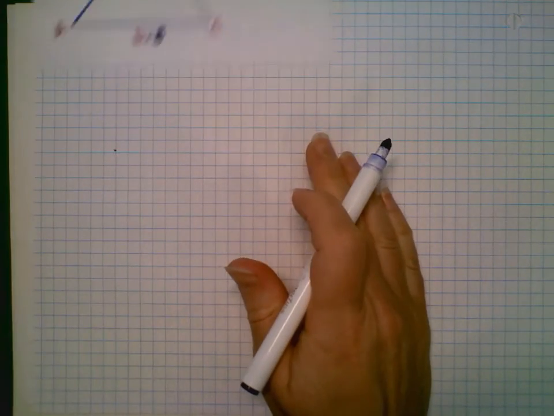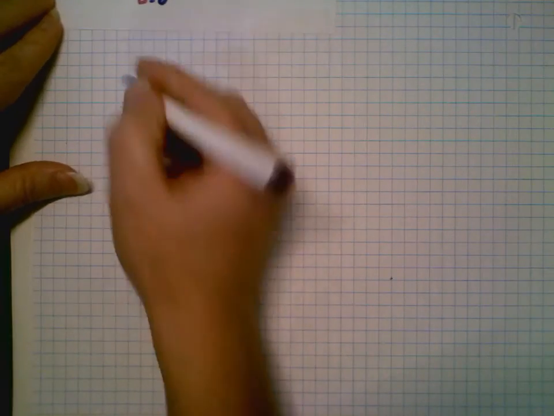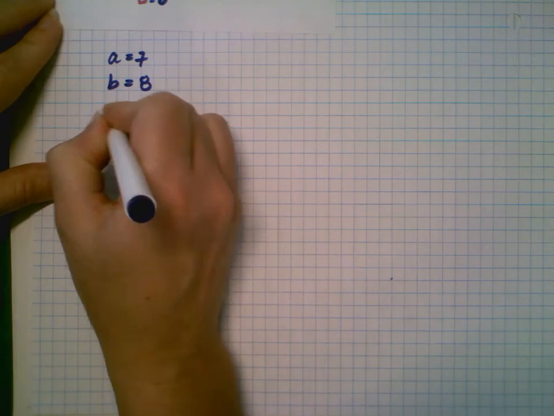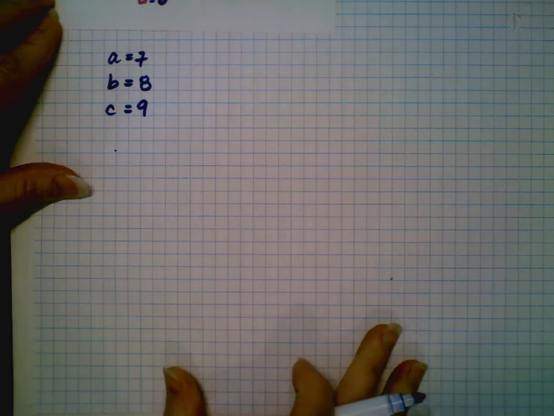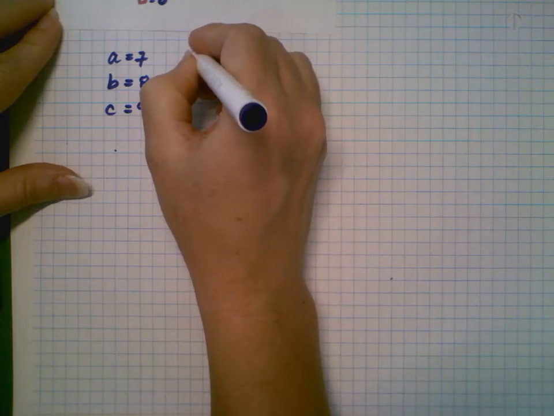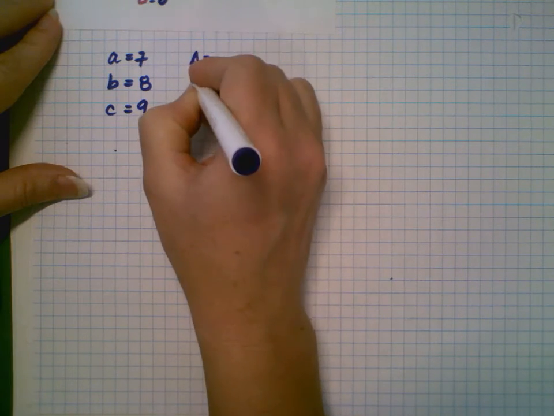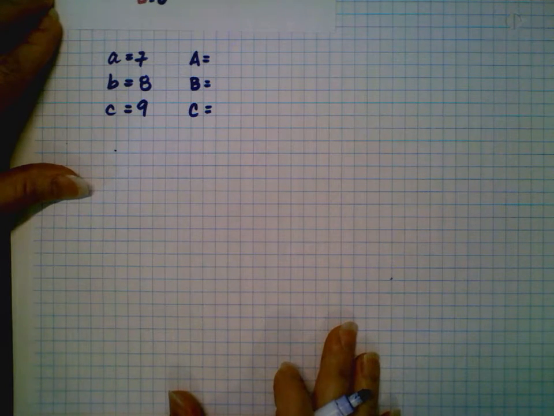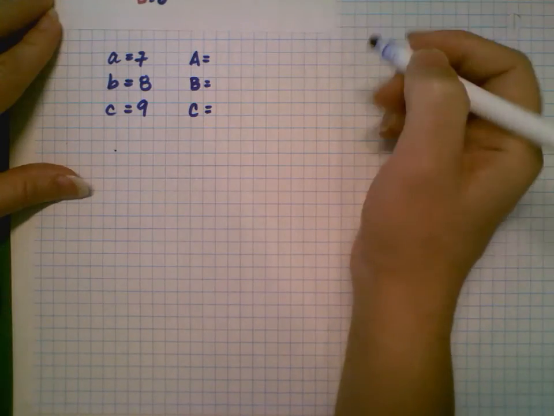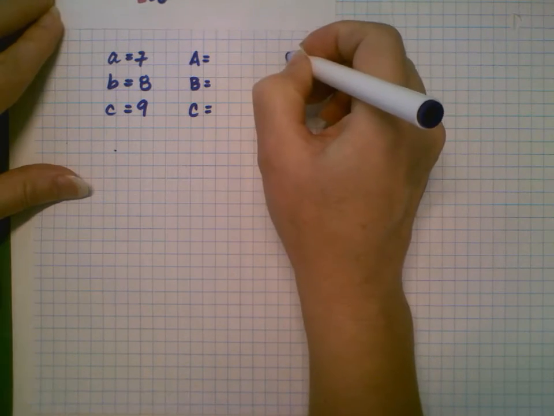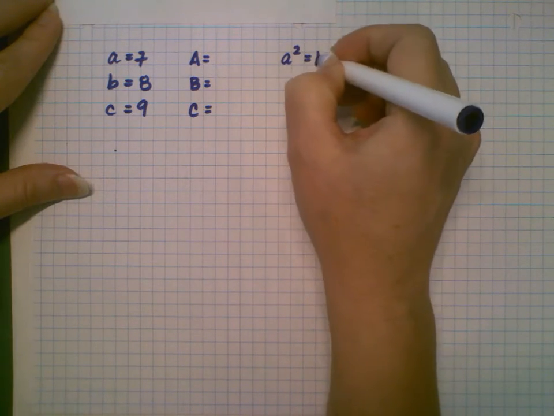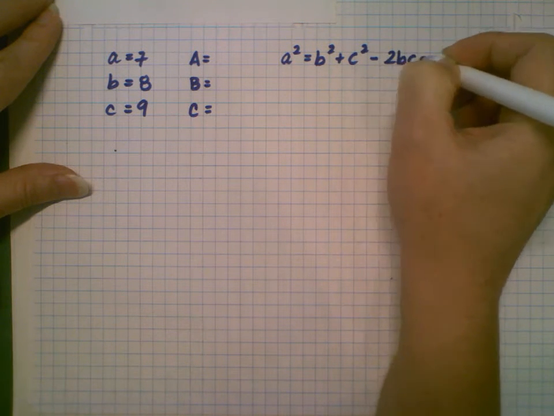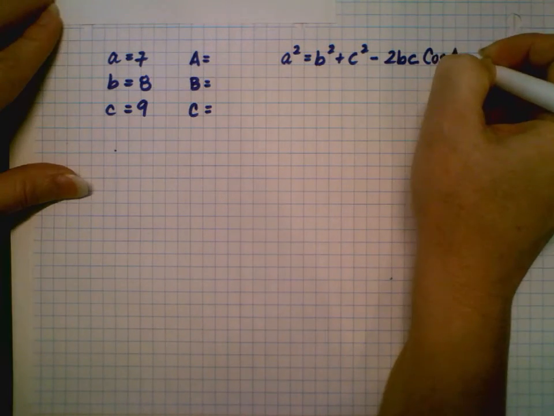Okay, so given side lengths a, b, and c, I can use the cosine law to find angle A, angle B, and angle C. I'll have to do those as 3 separate calculations. So to find angle A, I'm going to use a squared equals b squared plus c squared minus 2bc cosine A.